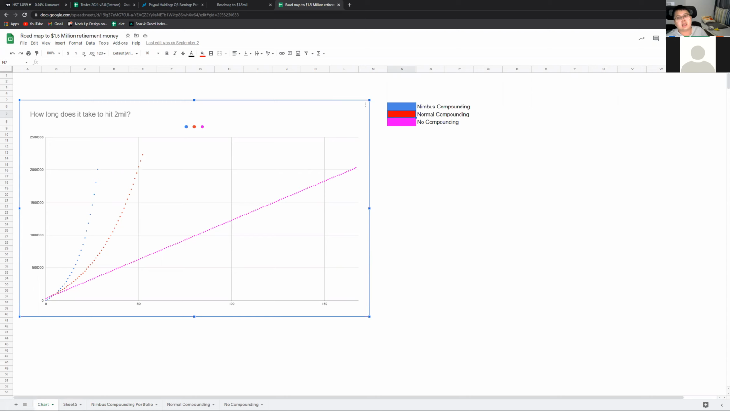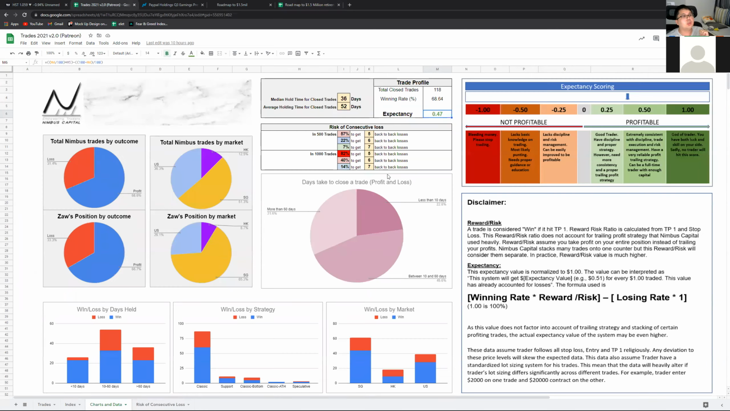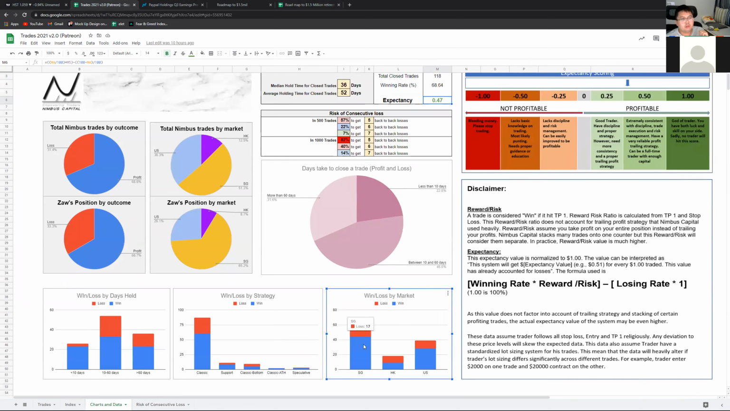The reason why I recommend Tiger Broker is because for Nimbus Capital, we trade Singapore counters quite heavily. In fact, if you look at our 2021 data, right, we have a total of 61 Singapore trades. US is about 40 US trades like that. So Tiger Broker allows you to trade Singapore and US and whatever very easily because they have a multi-currency facility where you can change the currency quite easily.